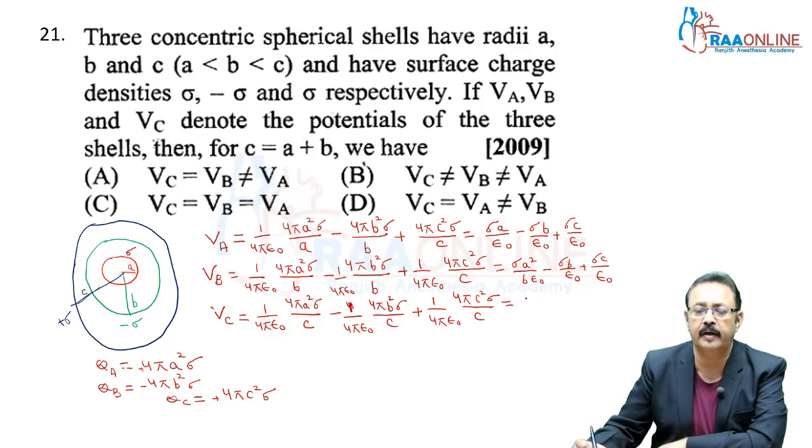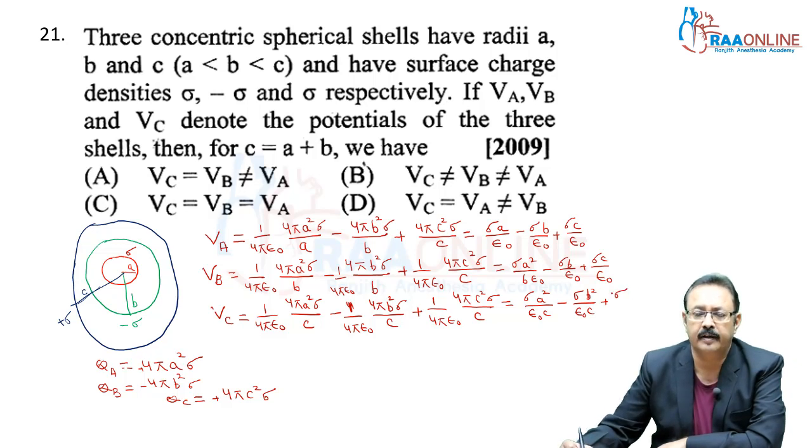We are getting σ, cancel 4π, a² by ε₀c, minus σb² by ε₀c, plus σ, c will cancel, c upon ε₀.